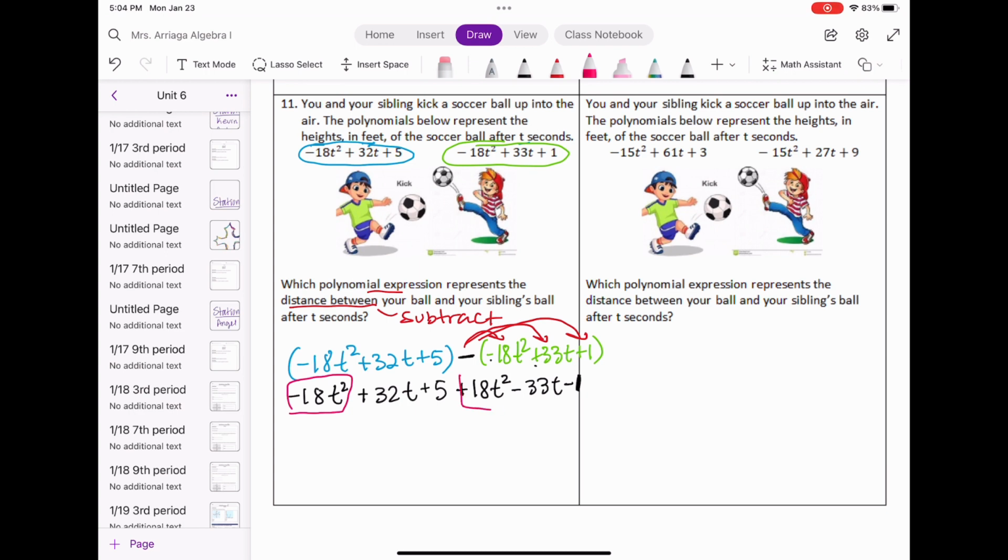So we have that -18t squared, and we can combine it with the positive 18t squared. -18 plus 18 cancels. Let's continue with 32t. We can combine it with the -33t. 32 minus 33 gives us -1. So we write -1t. And now we can do the numbers. 5 with the -1. 5 minus 1, that's 4. And so we write +4, and that should give us our answer. Try doing 11b on your own and see if you can get the correct answer. Oh, I almost forgot. Don't forget your feet.